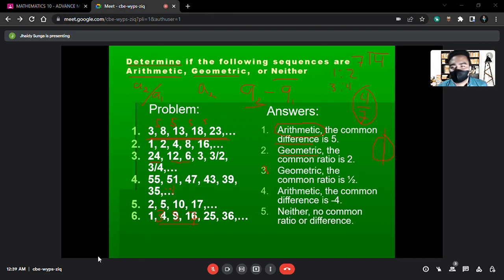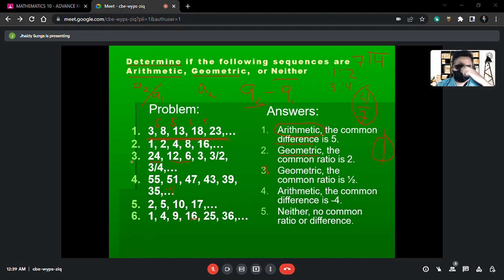Okay, so let us have the sixth given. Let me erase this one first. The sixth given would be 1, 4, 9, 16, 25, and 36. What do you see in this sequence? What pattern do you see?